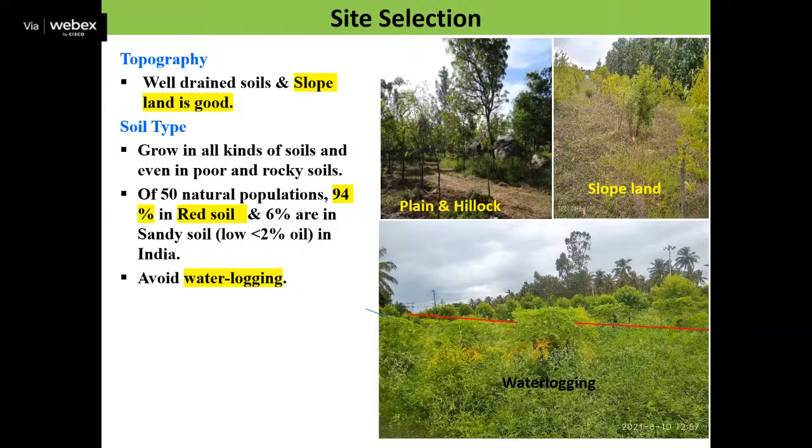And avoid waterlogging. Waterlogging is an important factor. See in the same piece of land, in the third picture, it shows that this portion in the center is waterlogged. Almost 100% of the sandal plants are dead there. We did not find any single plant. Whereas in the upper land, all the plants are healthy and grow well. We found luxuriant growth. So it means waterlogging should be avoided for sandal.